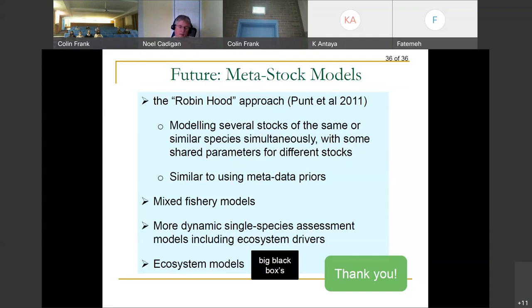Also, more dynamic single-species assessment models, including ecosystem drivers. That's the sort of thing Paul Regler mentioned he'd like to take to NCAM. And then there are various types of ecosystem models that many people think need to be used more in fish stock assessment, but at present they tend to be big black boxes, models that people don't understand very well and that produce output people don't understand very well.